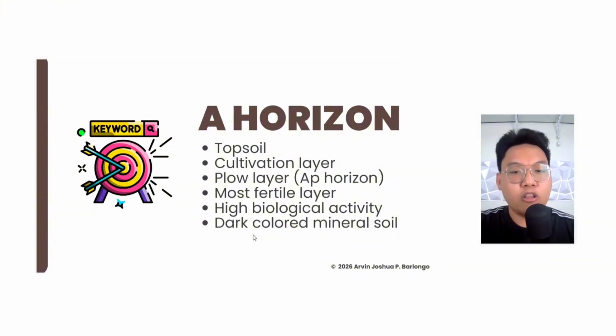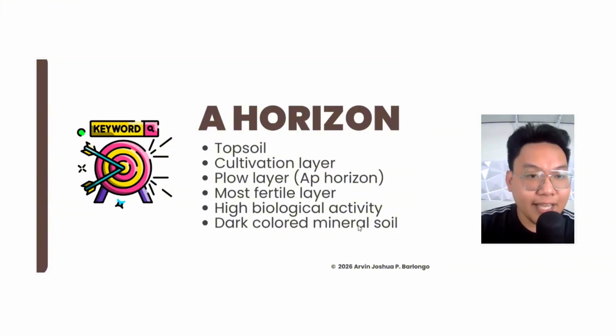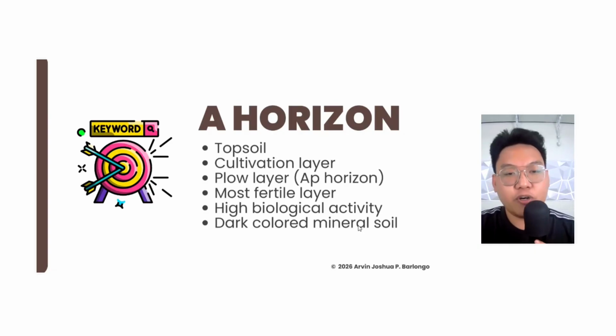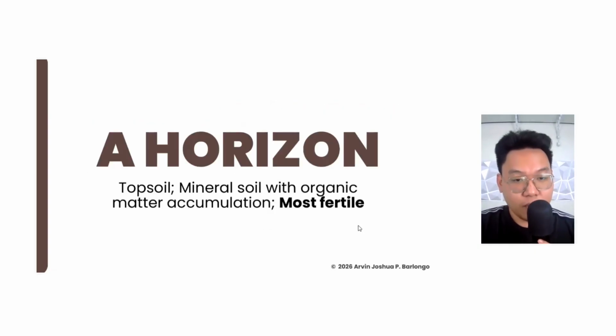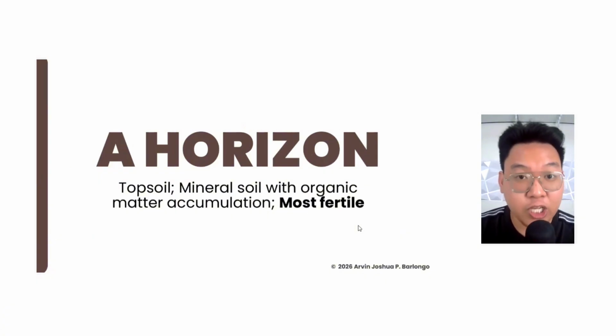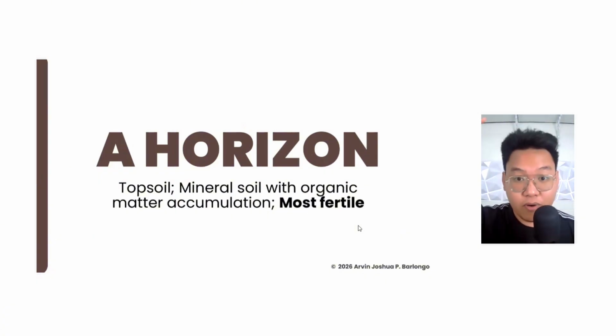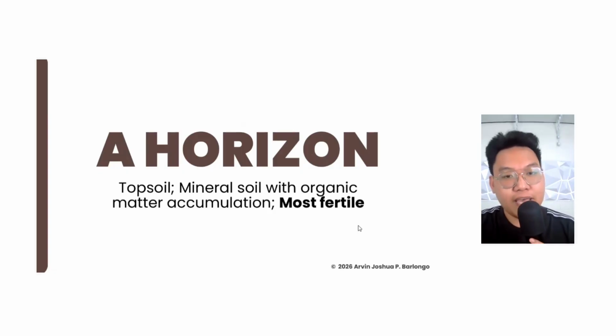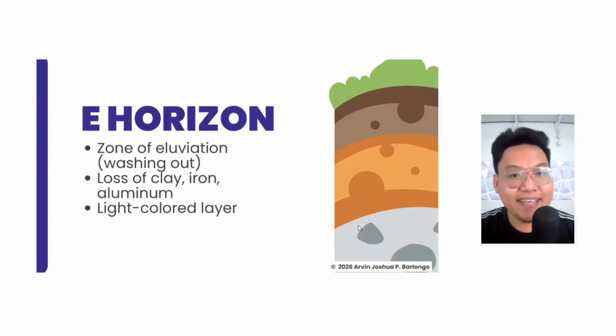So, ito yung dark-colored na mineral soil. Ang distinguishing characteristic ng A horizon ay ito: topsoil, a mineral soil with organic matter accumulation. So, yung mga galing sa taas, sa organic matter sa O, bumaba na sila. So, most fertile na horizon, which is yung A horizon. The next horizon is E horizon.